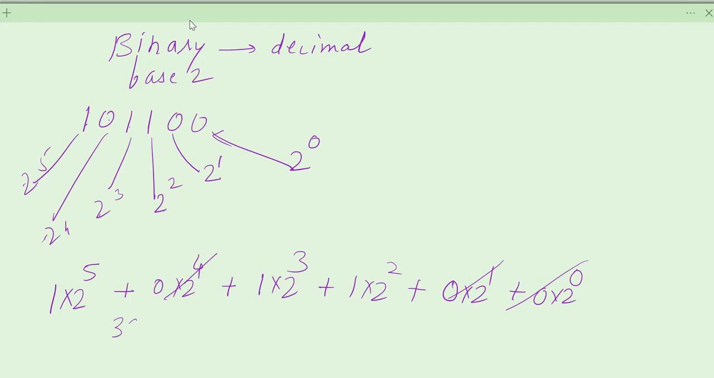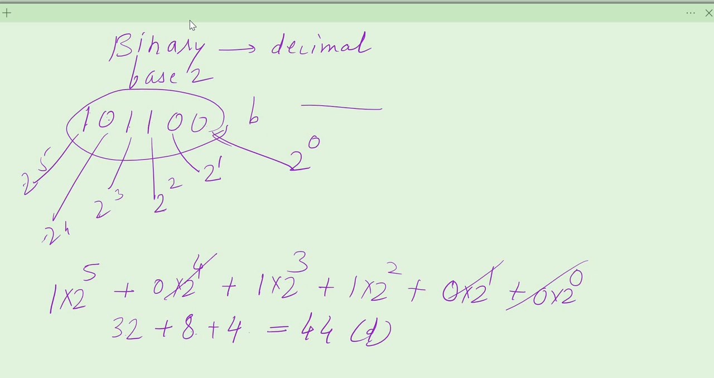2 raised to 5 is 32. You must remember 2 raised to 1 is 2, 2 raised to 2 is 4, 2 raised to 3 is 8, 2 raised to 4 is 16, 2 raised to 5 is 32, 2 raised to 6 is 64. All of these you should remember. 2 raised to 7 is 128, 2 raised to 8 is 256. Plus 2 raised to 3 is 8, 2 raised to 2 is 4. So add all of them: 32 plus 8 is 40, 40 plus 4 is 44 in decimal. So this number in binary is equal to 44 in decimal.